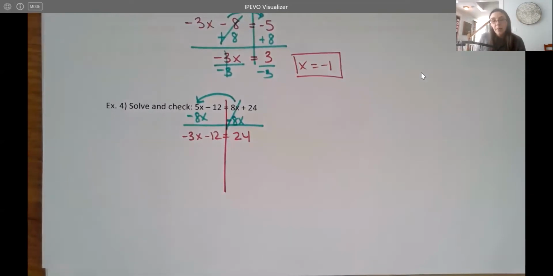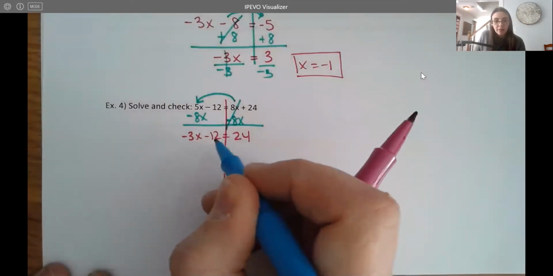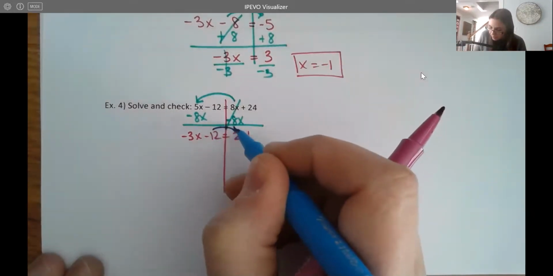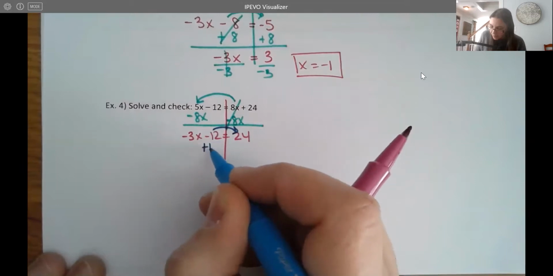So my x's are together, but my numbers aren't together yet. So now I'm going to go ahead and do that. If my x's are on the left, you want your numbers to go to the right. So we're trying to get that x by itself. So we're separating everything. So I'm going to bring this guy over here. And if it's a negative, it's going to become a positive.